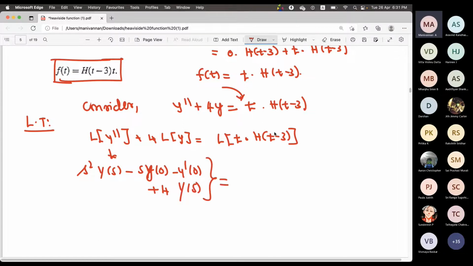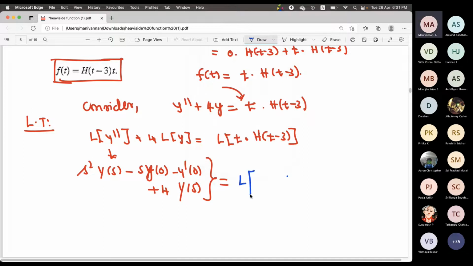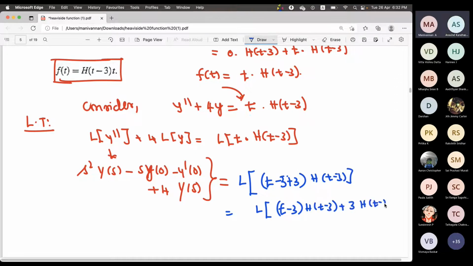This will be equal to the Laplace transform of h of t minus 3. If we want to get that, what should we do? We take the Laplace transform of t minus 3 plus 3 times h of t minus 3, adding and subtracting 3. So this term will be written as t minus 3 into h of t minus 3 plus 3 times h of t minus 3. Is it clear?